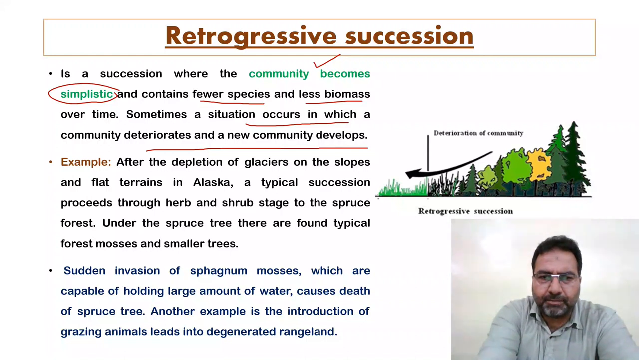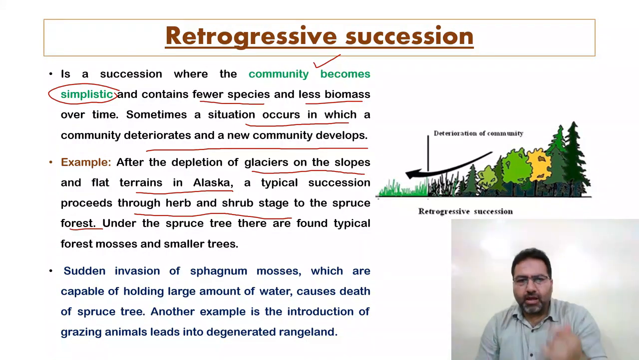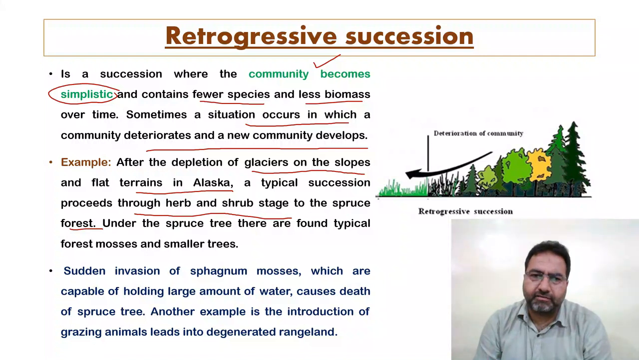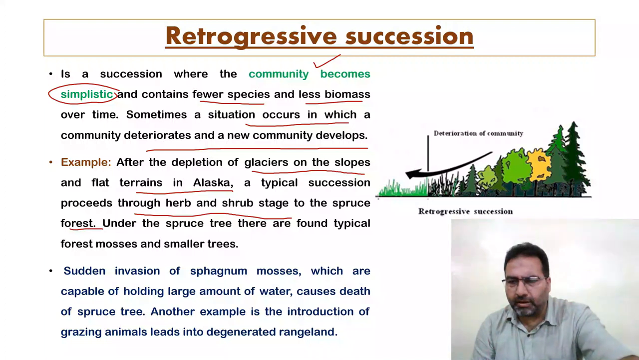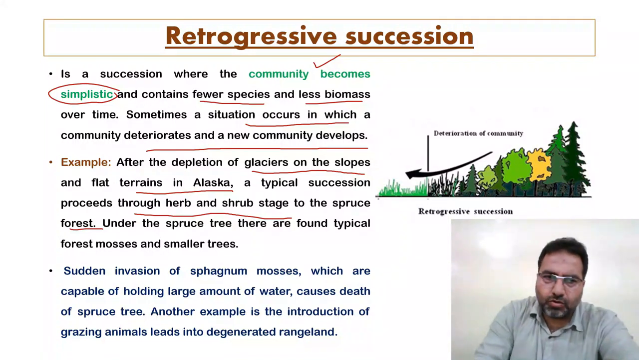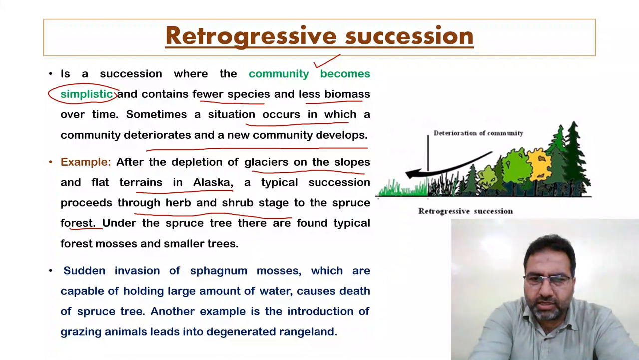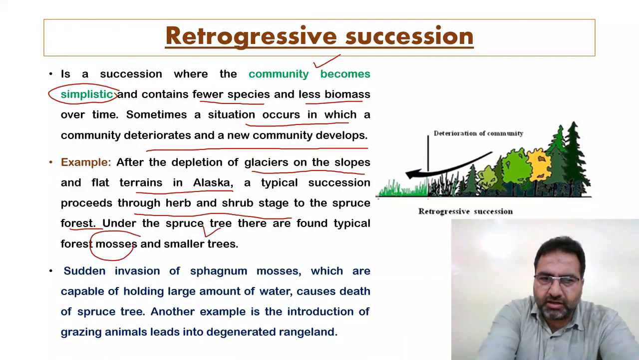We know that after the depletion of the glaciers on the slopes of the flat terrains of Alaska, a typical succession produced through the herb and shrub stage to the spruce forest. So earlier, when there was a retreat of the glaciers, there was a succession which was progressive and led to the formation of the spruce forest. Under the spruce trees there were typical forest mosses and smaller trees. But then came the sudden invasion of the sphagnum mosses.